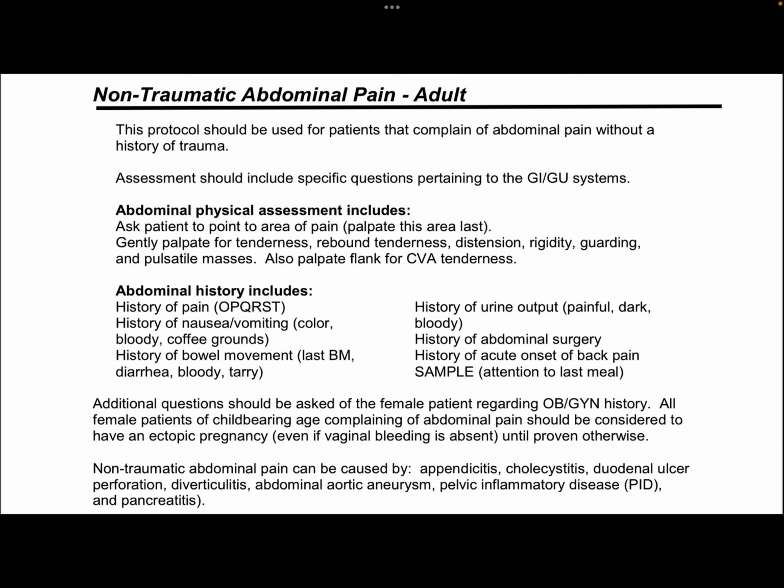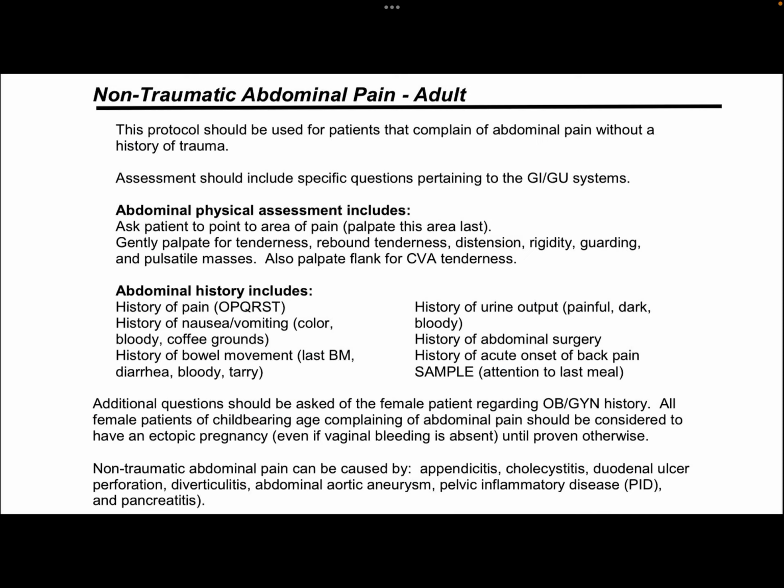Those kinds of things. Ask them if they have a history of abdominal surgeries, because that kind of helps rule some things out. And if they have an acute onset of back pain, that could be referred pain, so ask about that. And make sure you get a good SAMPLE history, including their last oral intake. If you have a female patient, make sure you include some questions about their OB/GYN history. So, especially if they're childbearing age, most abdominal pains in females, according to the protocol, should be considered an ectopic pregnancy until proven otherwise.